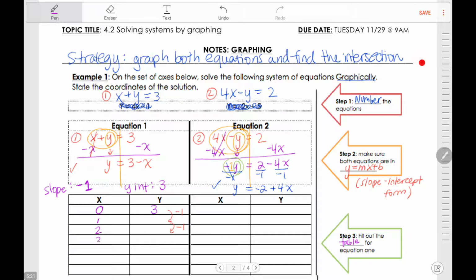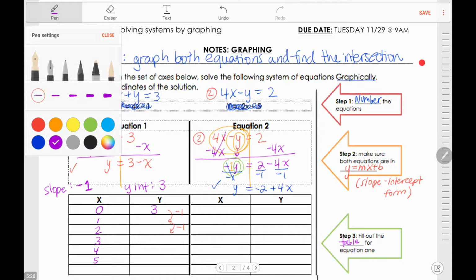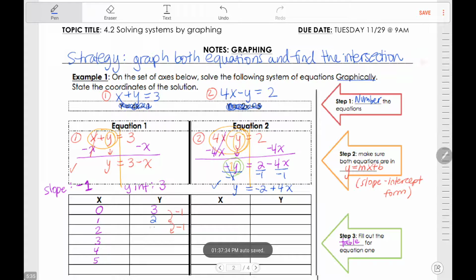0, 1, 2, 3, 4, 5. And I'm not going to fill out the rest of this table. This is enough points. It's going to go up a standard 1 each time in the x's. And then in the y's, 3 minus 1 is 2, minus 1 is 1, minus 1 again is 0, minus 1 again, -1, minus 1 again is -2. This comes from our slope. Okay, that's why we're subtracting 1 each time. So these are the coordinates we're going to graph on our graph for equation 1.